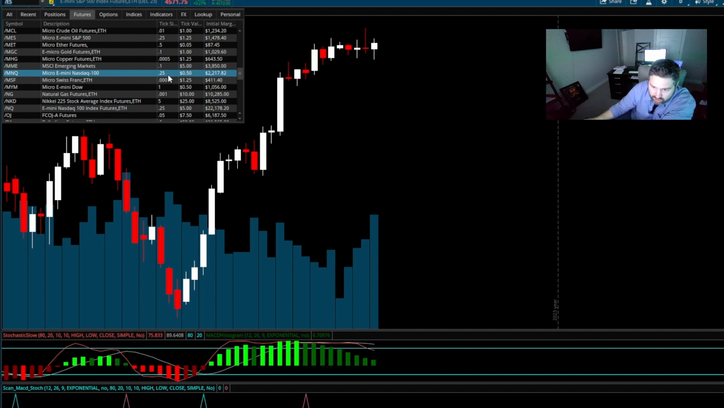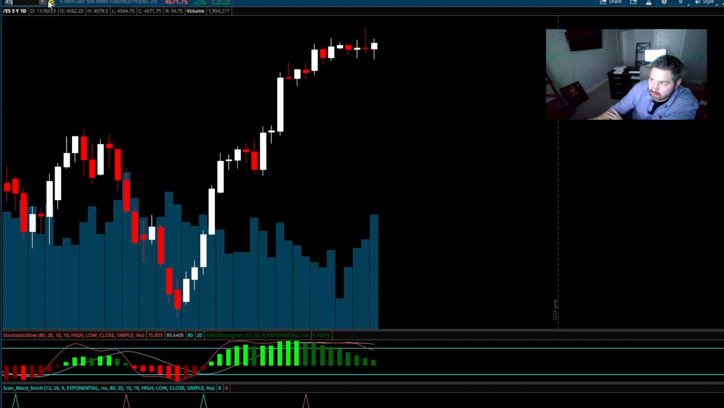So when you are trading a futures contract, you are trading a levered asset class, and you're controlling a lot of assets with very little money.